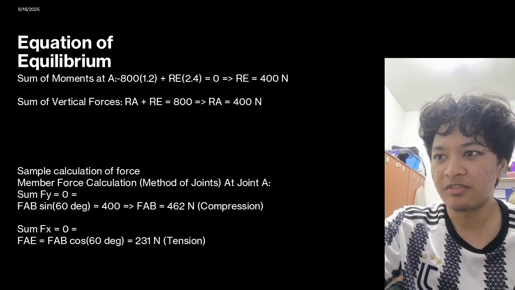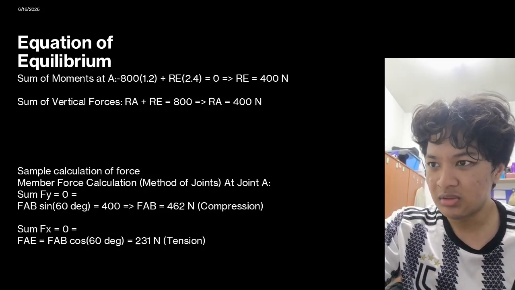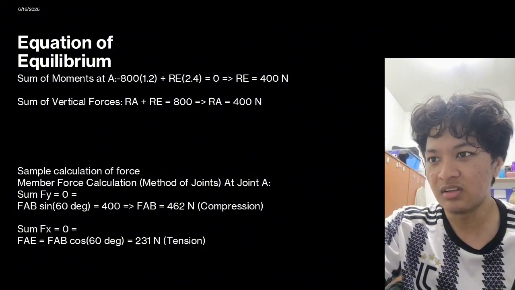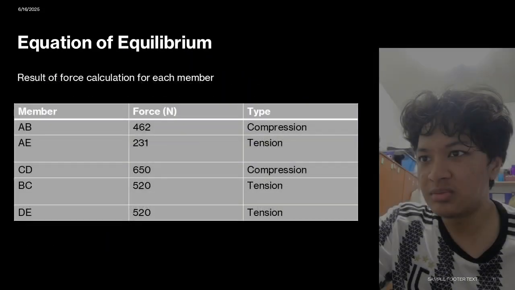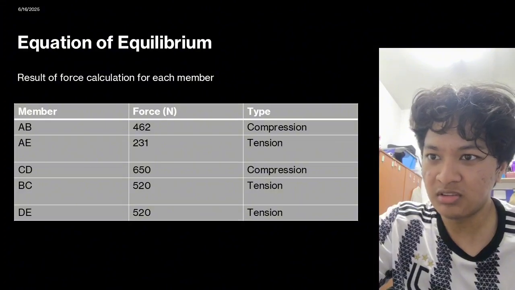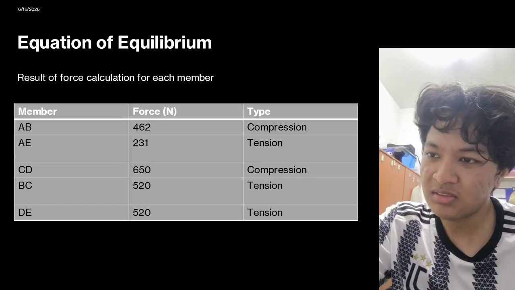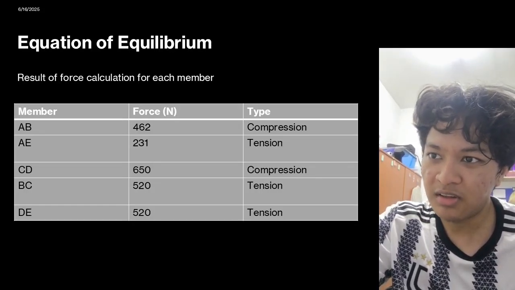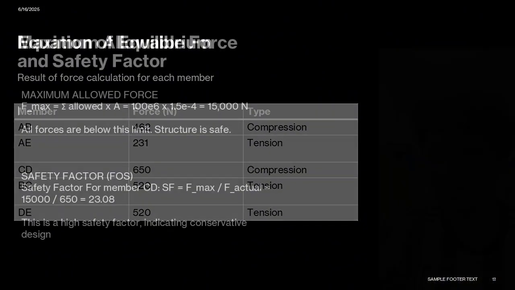The next, sum Fx equals 0, which means horizontal forces. We get force AE equal to force AB cos 60 degrees, and we get 231 Newton, which is tension. For each member force, AB is 462 compression, AE 231 tension, CD 350 compression, BC 520 tension, and DE 520 tension.